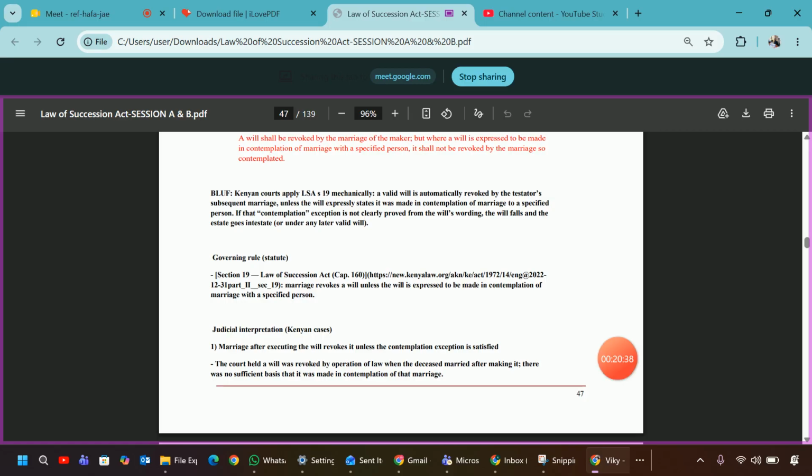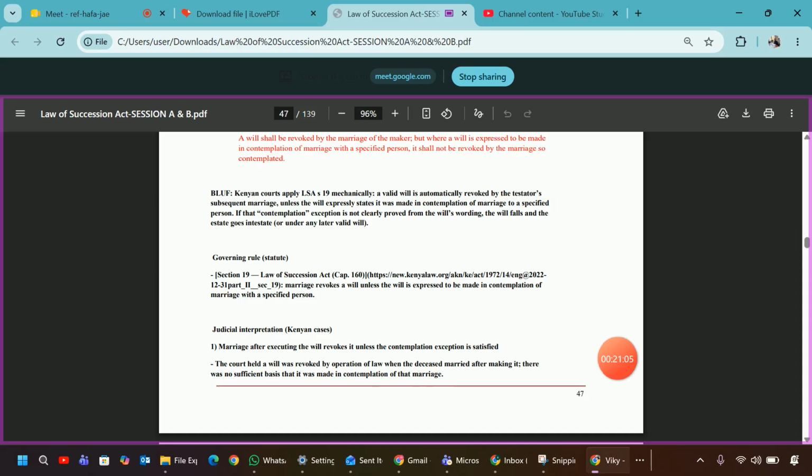Kenyan courts apply Section 19 mechanically. A valid will is automatically revoked by the testator's subsequent marriage unless the will expressly states it was made in contemplation of marriage to a specified person. If that contemplation exception is not clearly proved from the will's wording, the will falls and the estate goes intestate or under any later valid will.